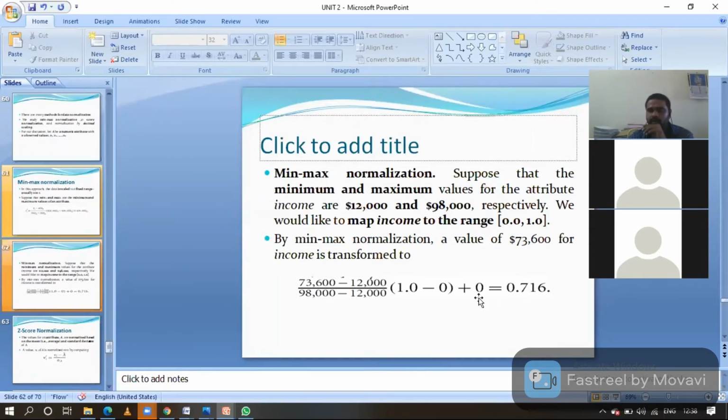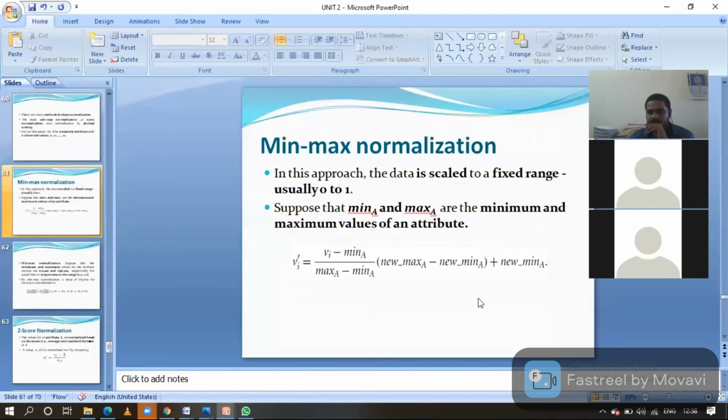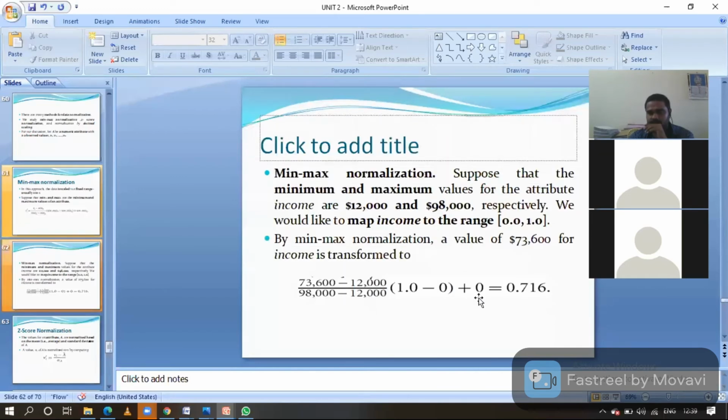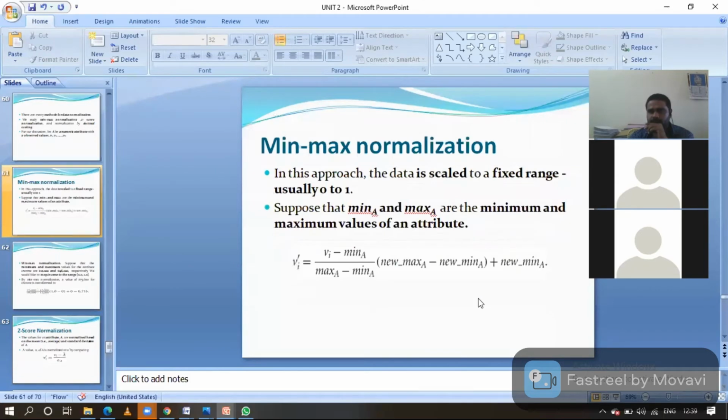In this way we are going to convert all the attribute values to the newer range with the help of min max normalization, guys. Write it down. Anyone having any doubt, ask me, guys. First write down this formula, after that write down this calculation, then you can easily understand.